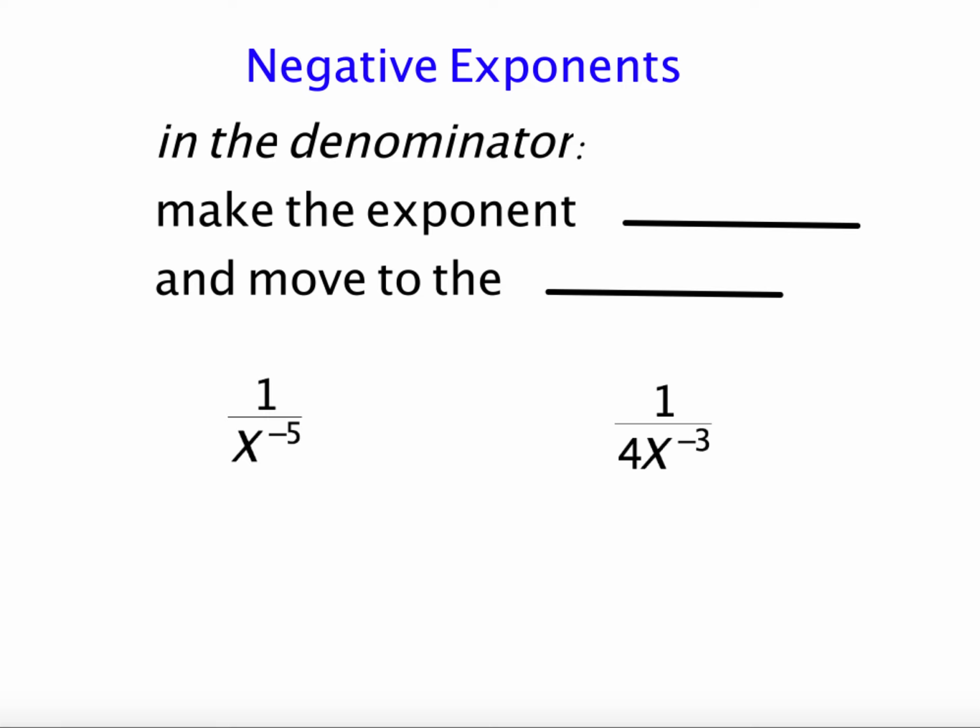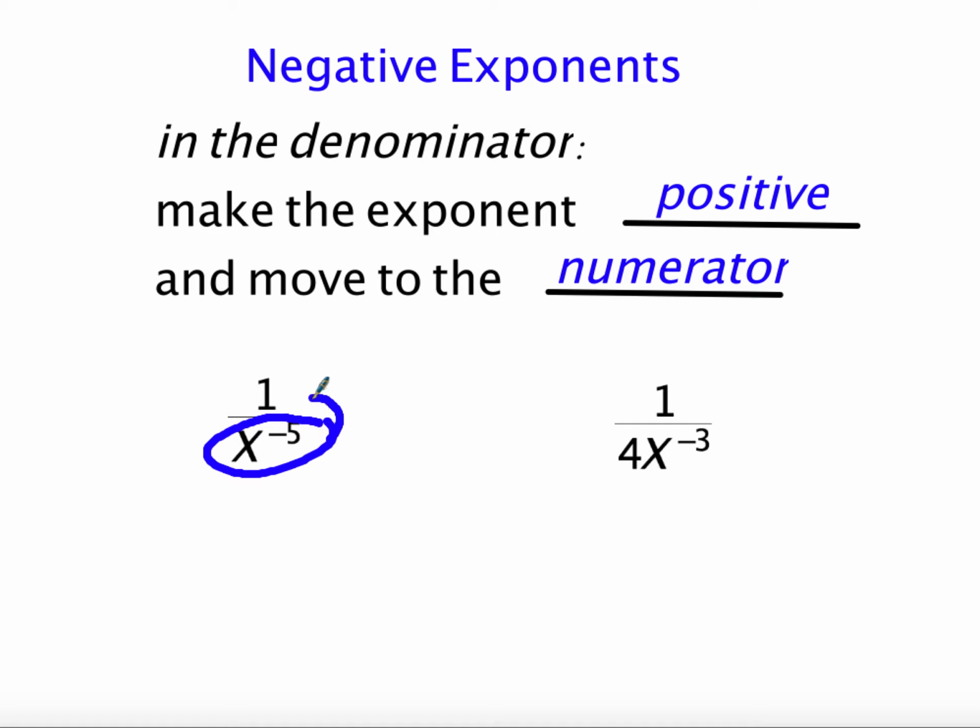Oh, no. Okay, if the negative exponent is in the denominator, we still make the exponent positive, but now we move the expression to the numerator. So we have 1 divided by x to the negative 5th. That becomes positive, and we have just x to the 5th. You could put it over 1, but that's not necessary. 1 divided by x to the negative 5th is just x to the 5th. Same thing happening here. The 4 stays below, and we have x to the 3rd divided by 4. The arrows are really helpful.